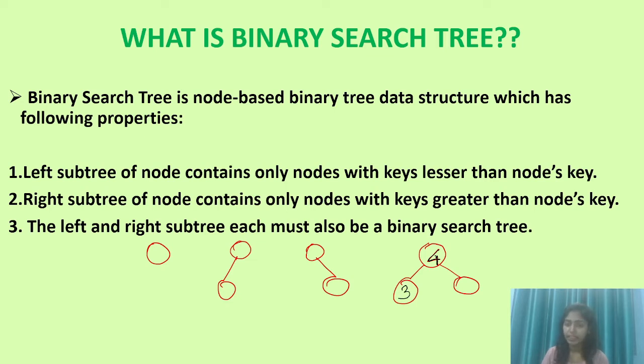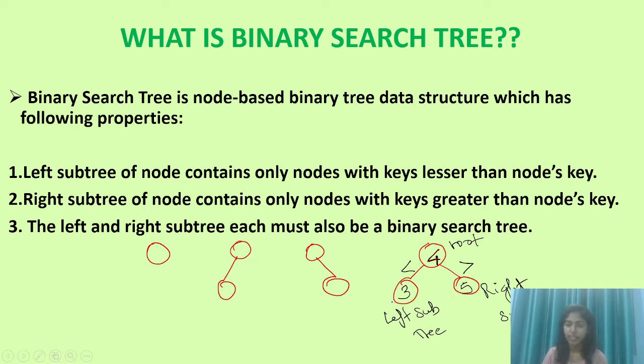It can be anything but less than 4. And the value of the right child of this binary search tree should be greater than 4. Okay, so this is a condition. Now the root should have a value lesser than it in the left side, that is in the left subtree, and it should have a value greater than it in the right subtree.